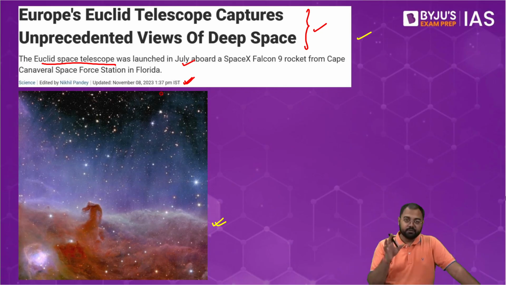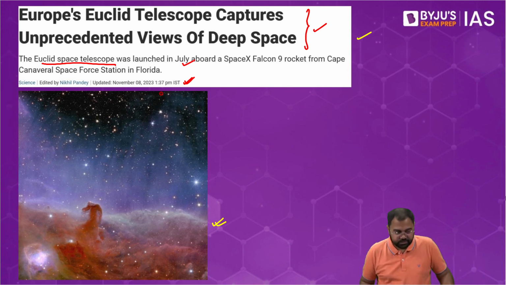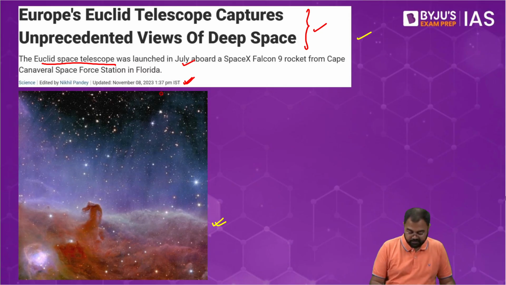So for the first time there is a full-fledged mission. There have been certain missions like this before also, but this is the biggest such mission that has ever been taken to try and find, or rather to understand, dark energy and dark matter. That's why the Euclid mission from this perspective becomes very, very crucial.